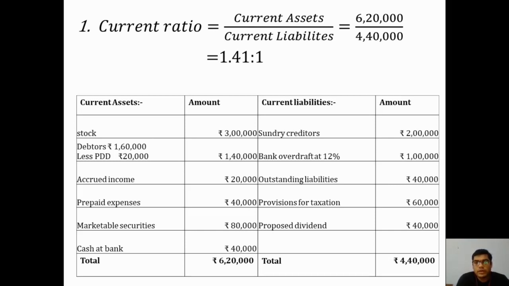We have to apply the same in this formula, current assets divided by current liabilities. In place of current assets, I will write 6,20,000. In place of current liabilities, we will write 4,40,000. After dividing, we get the answer 1.41:1, which means our current assets are 1.41 to the ratio of current liabilities of 1. So these both are going on a parallel basis. Current assets are 1.41, current liabilities are 1. So this was related to the current ratio.